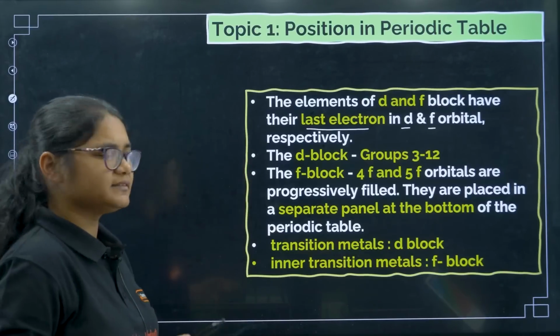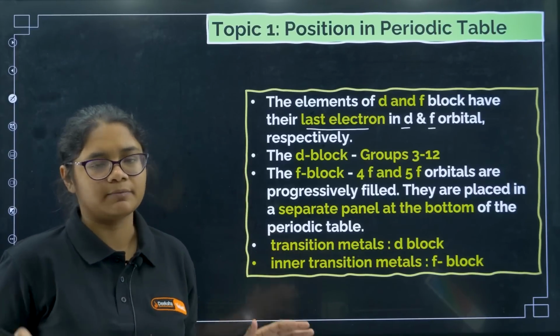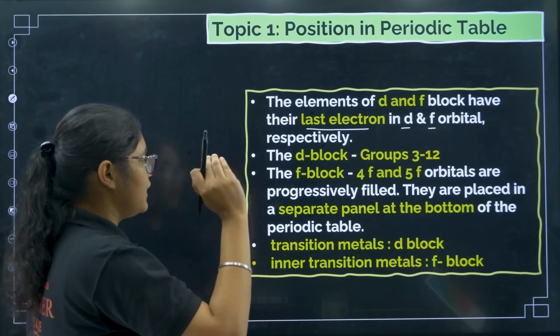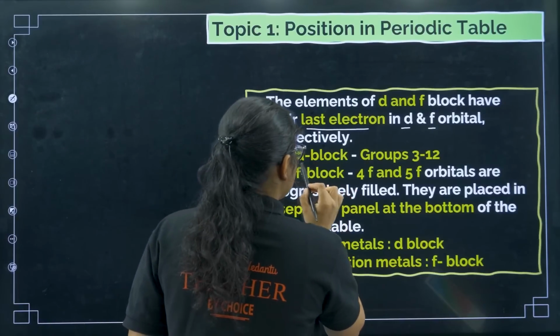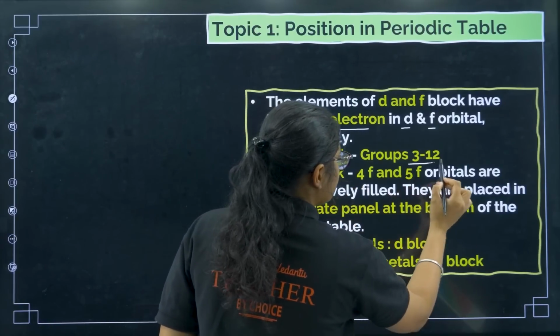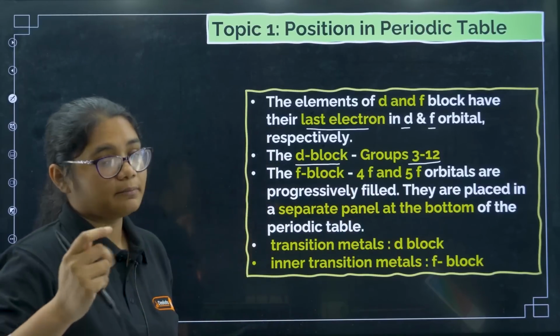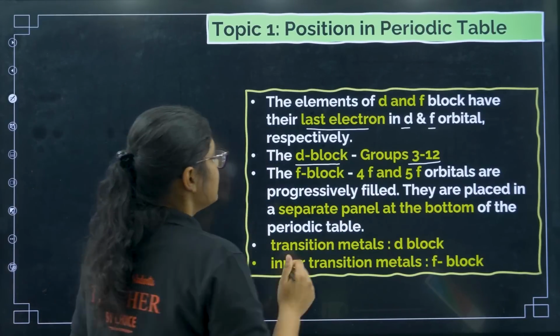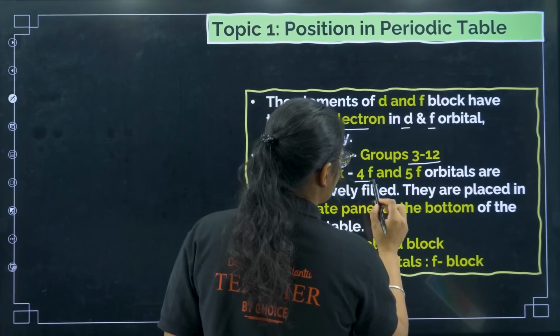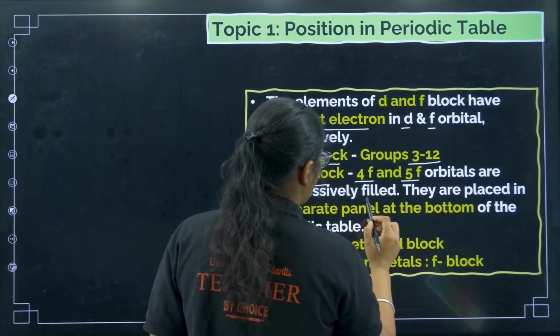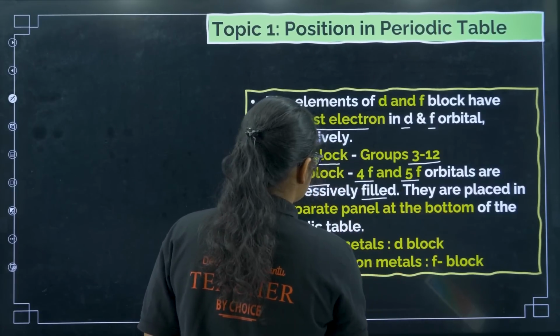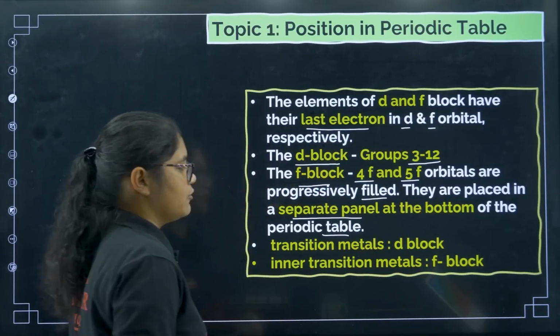I hope this is clear. This is applicable for all S block, P block, D block, F block, everywhere. Now, which groups are covered in the D block? Group number 3 to group number 12. And in the F block, the 4f and 5f orbitals are progressively filled. They are placed in a separate panel at the bottom of the periodic table.